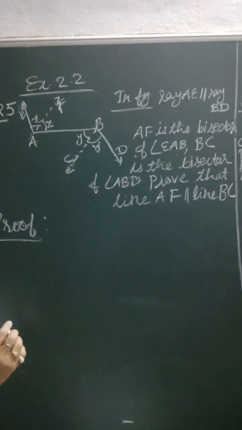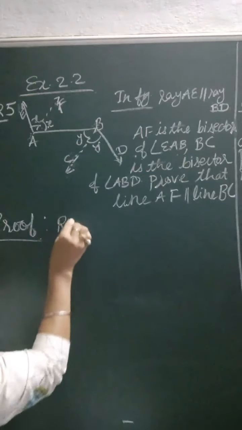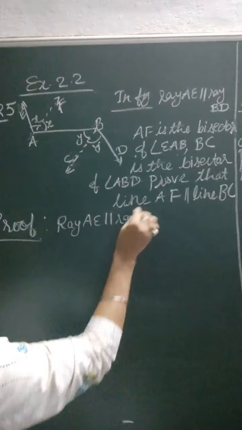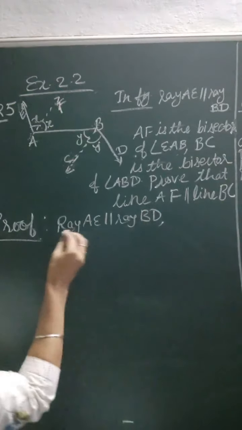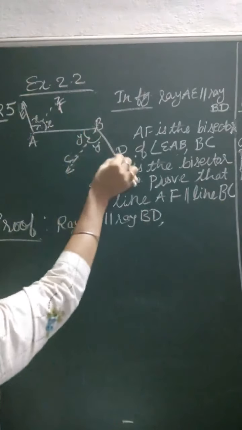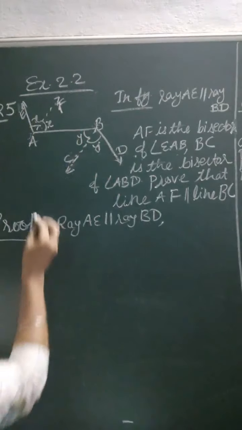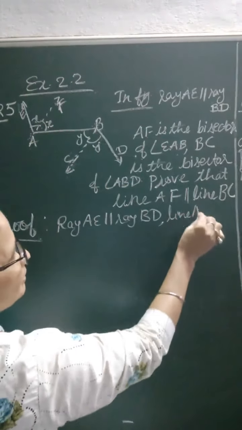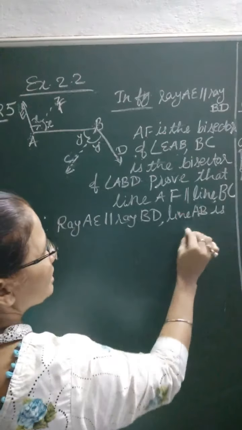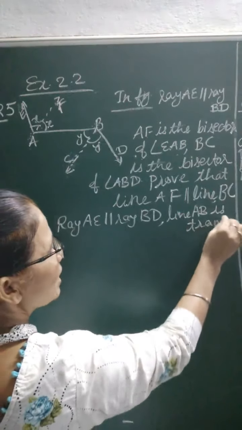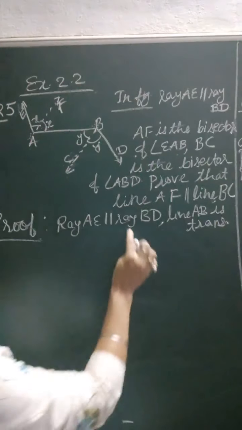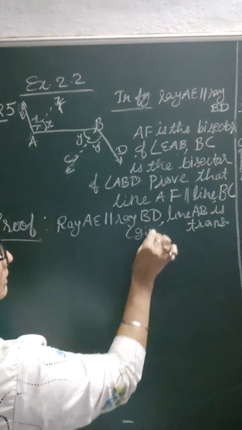See now. First we will write whatever we have been given. We are given that ray AE is parallel to ray BD. It is given to you that AE is parallel to BD. Let's take now AB. Line AB is what? Transversal. You know when a parallel line is there, you have to take a transversal also. So line AB is transversal. And this is given.